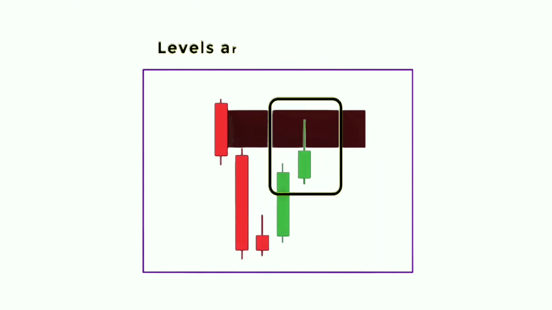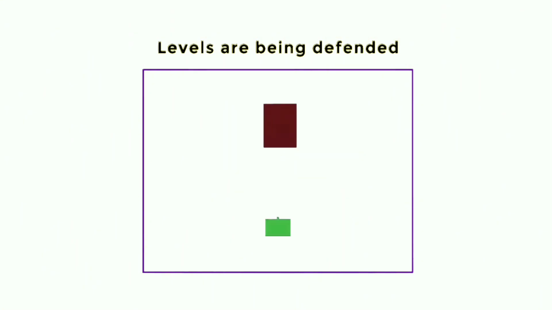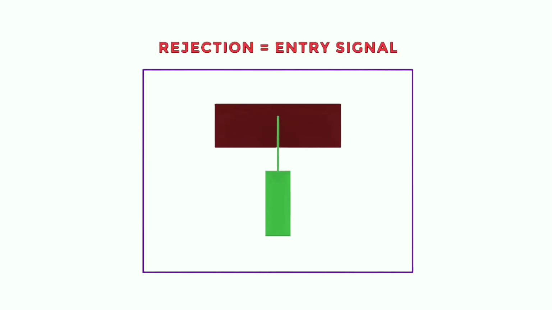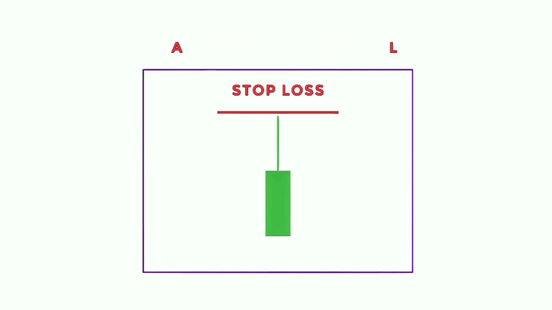Both are signs that market maker players are defending that level. And once you see that rejection, that's your entry signal. Enter immediately after the wick or rejection confirms the defense, with your stop placed just beyond the invalidation points.